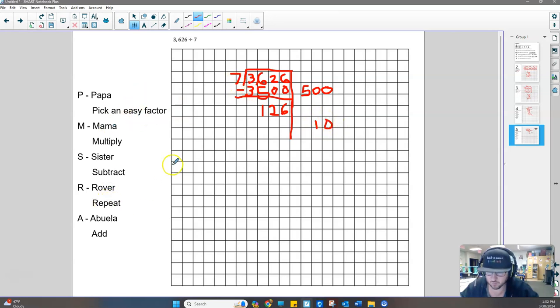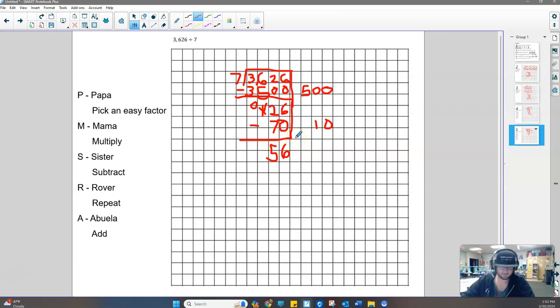Another easy factor. Rover tells us to repeat. We come back to the beginning. We pick an easy factor. 7 multiplied by 10 is 70. Sister tells us to subtract. 6 take away 0 is 6. Now remember, no more on the floor. We have to go next door. We can cross that off and make it a 0. And then bring the 1 over there, so I have 12. Or you could have just thought about that 1 and the 2 as 12. 12 take away 7 is 5.